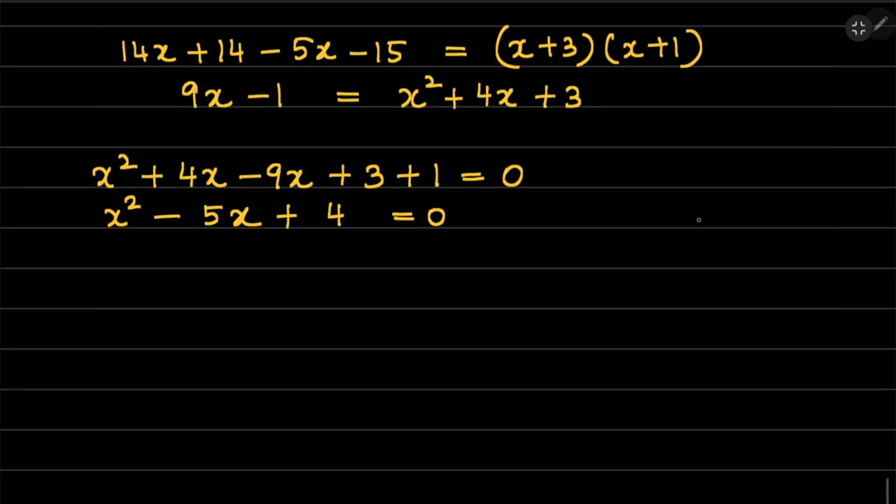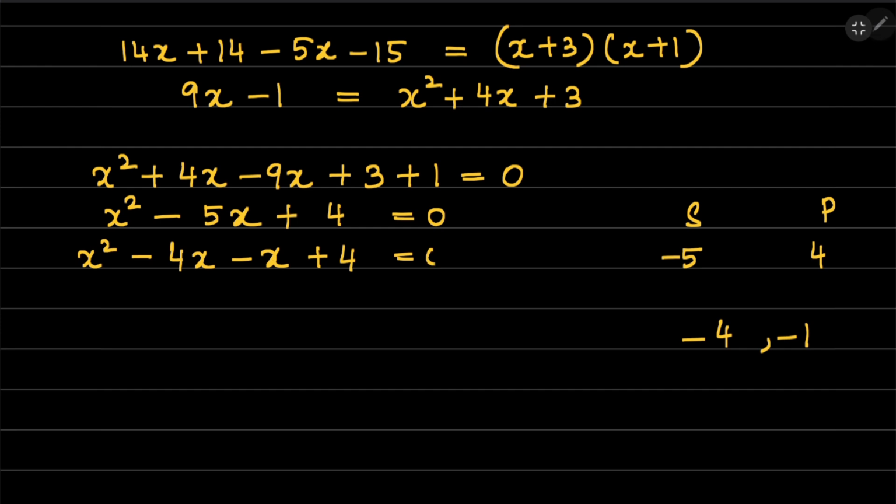So what is the sum and the product? Sum is nothing but minus 5. Product is nothing but 4. So 4 into 1 is 4. If I put a negative sign to both, the sum becomes minus 5. Let's do the middle term. Replace the middle term with minus 4x and minus x plus 4 equal to 0.